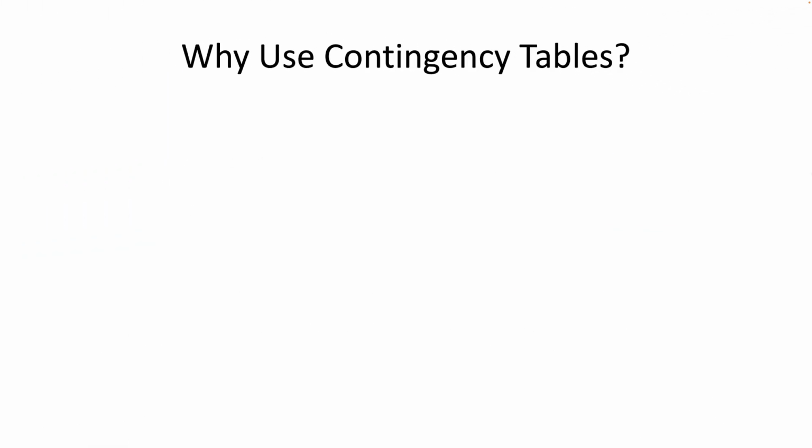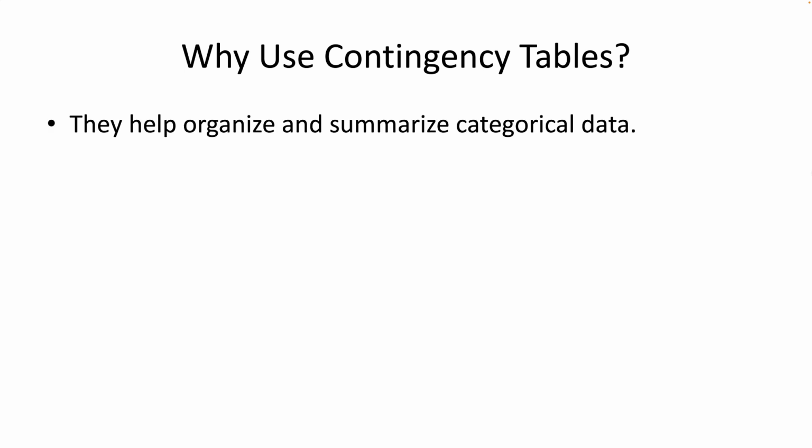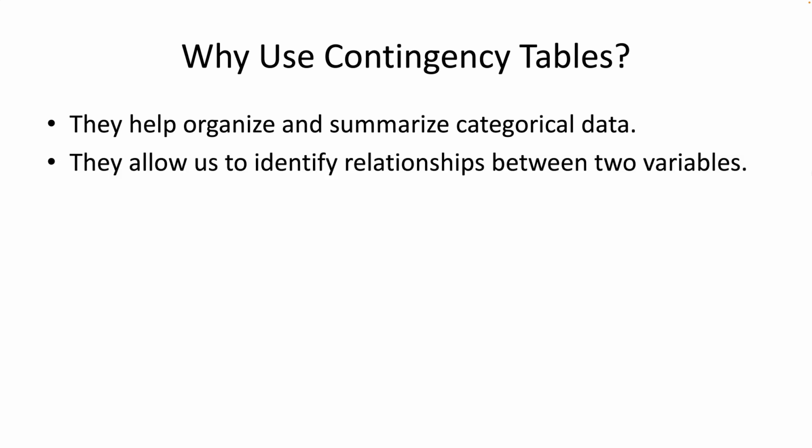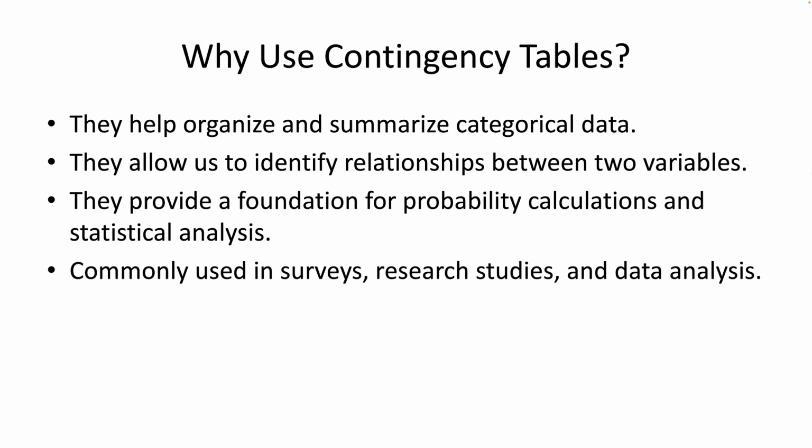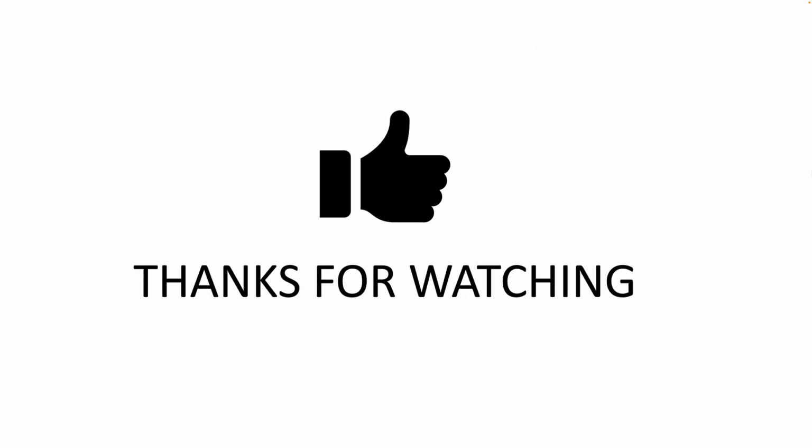Let's conclude this video by looking at why we would use contingency tables. First, they help us organize and summarize categorical data. They allow us to identify relationships between two variables. They help provide a foundation for probability calculations and statistical analysis, and they're commonly used in surveys, research studies, and data analysis. That's it for this video.